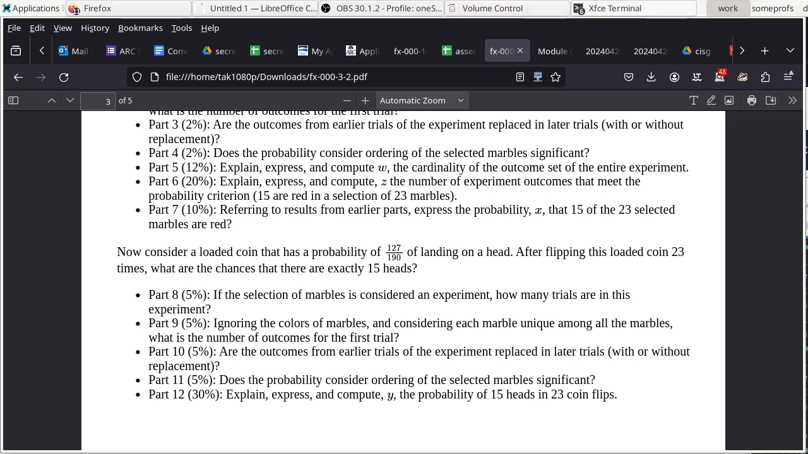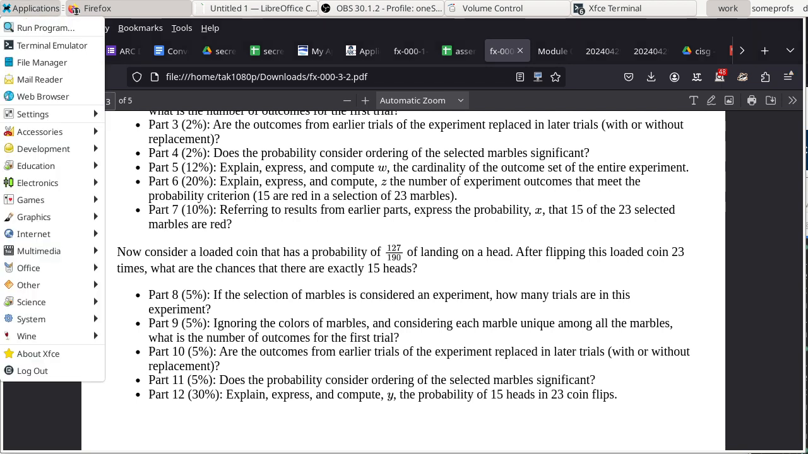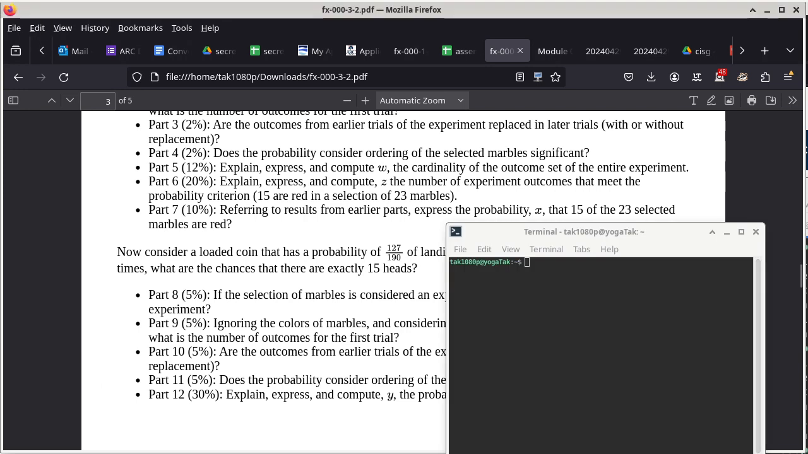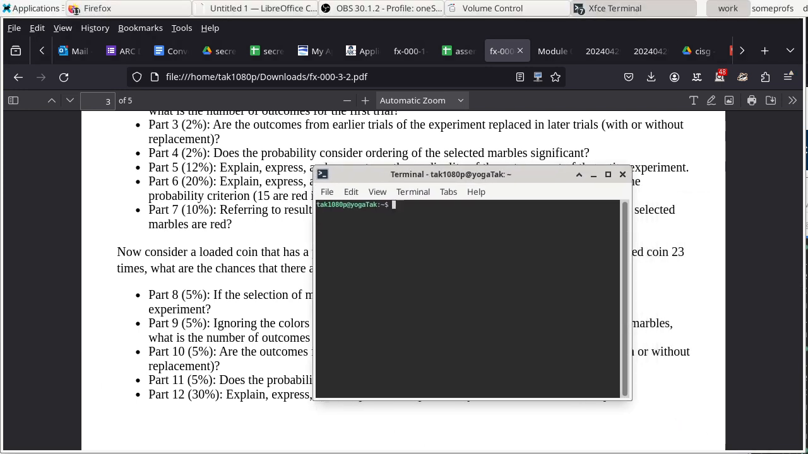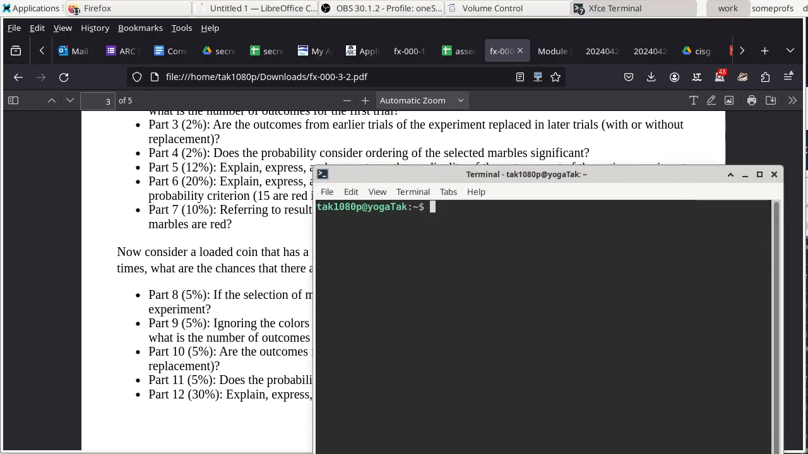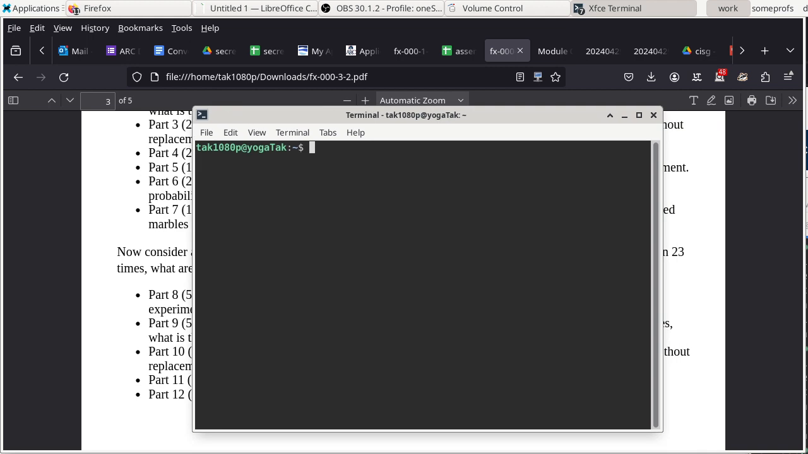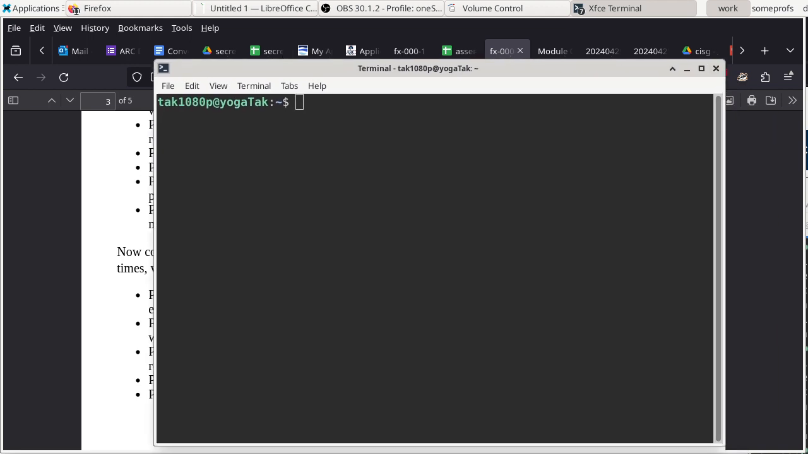Where is my text editor? It probably opened in some other window. Oh, there's a warning somewhere. So I am going to do it the old-fashioned way and use a text editor in my terminal to explain this one. All right, there we go.